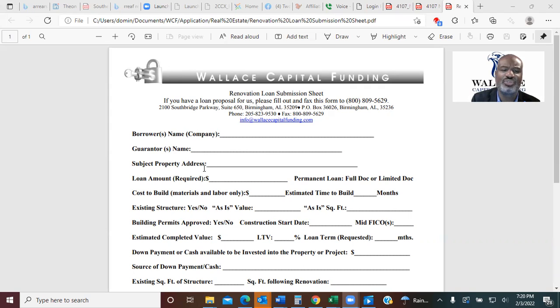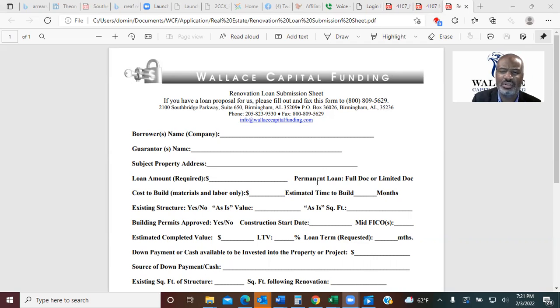And then right here goes the property address. So the full address, city, state, and zip code. Then the amount that is required for this loan. A lot of times, you may want to put that in last, as you're trying to figure out exactly how much you're going to need, not only to purchase the property, but also money to renovate the property.